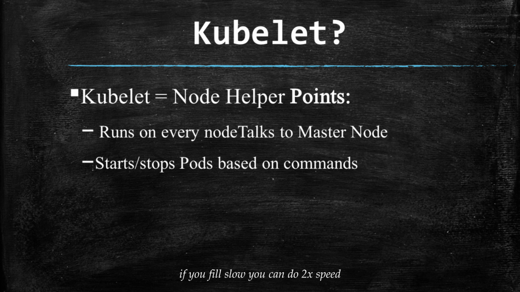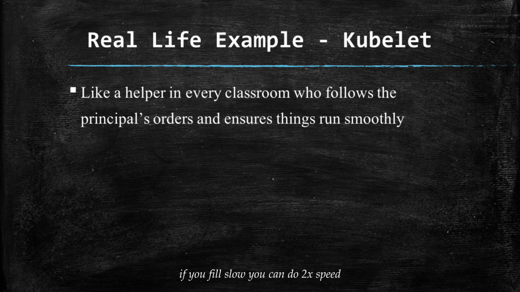Here is something cool. Inside every building, meaning node, there is a helper who listens to the principal, meaning the master node, and makes sure instructions are followed. This helper is called Kubelet. It talks to the master, starts or stops pods, and checks if the app is working fine. So without Kubelet, the master can shout all it wants, but nothing will actually happen.